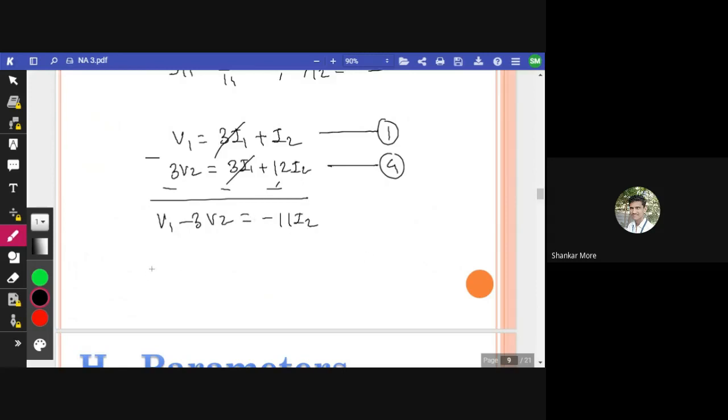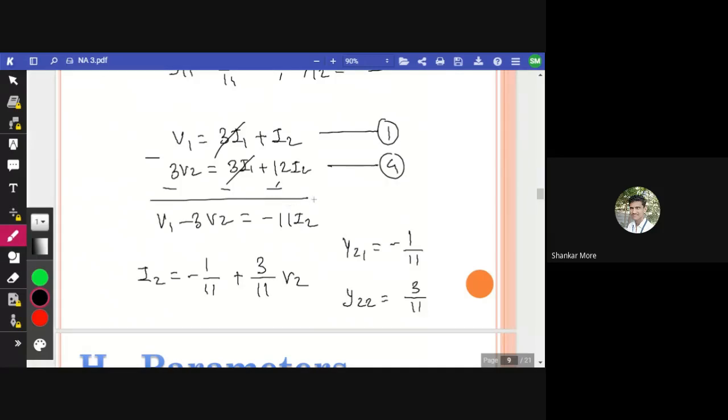All right. So I2 will be equal to minus 1 by 11 v1 plus 3 by 11 v2. Right, I'm transferring this minus 11 to the left side. Okay. So what will be y21? y21 will be minus 1 by 11 and y22 will be equal to 3 by 11, right? So this is how we calculate y parameters. I hope it is clear.